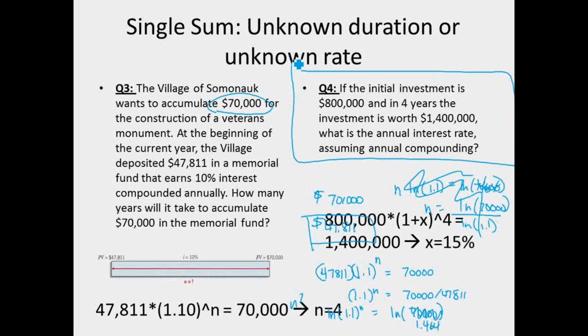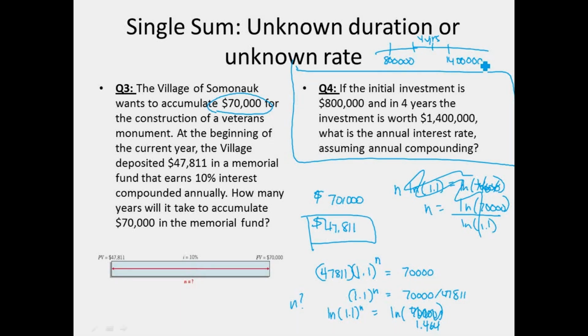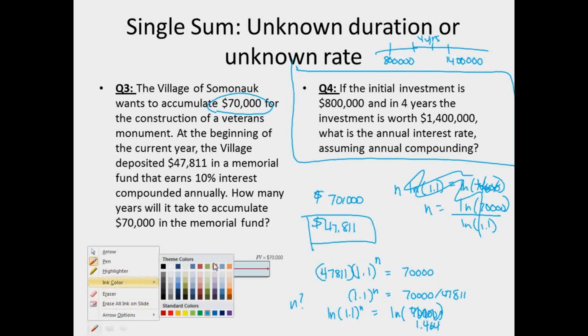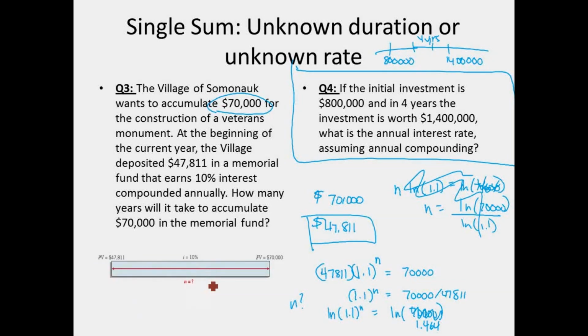Okay, so what if the original investment is 800,000, you know it's going to be 4 years, and you know it's going to end up being 1,400,000? How do you do that? Now I don't know the interest rate. It's not any harder. I'm just going to change my pen color since I wrote all over the place, and it's hard to see which is which.